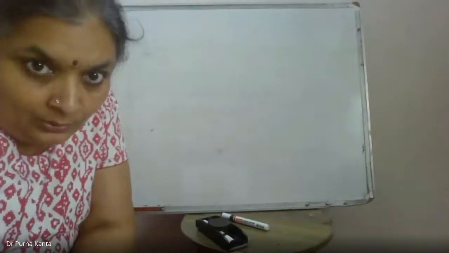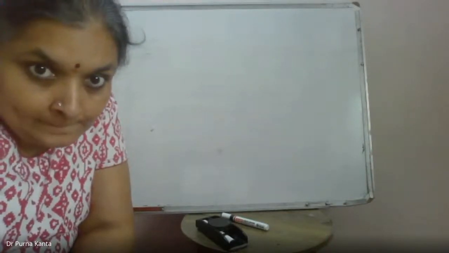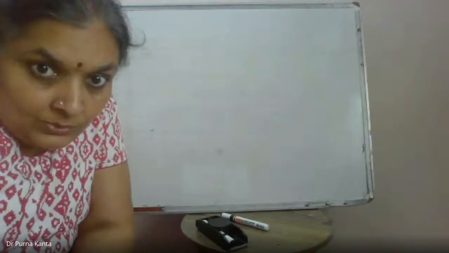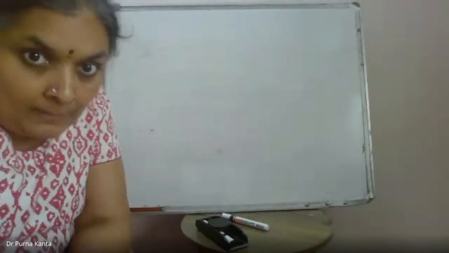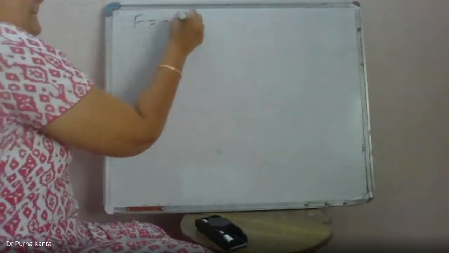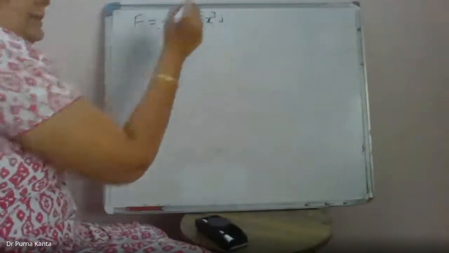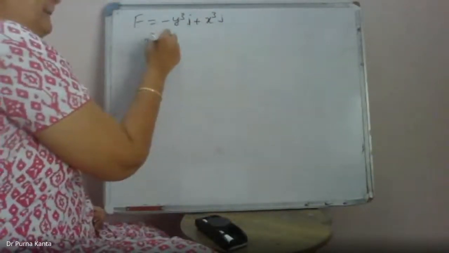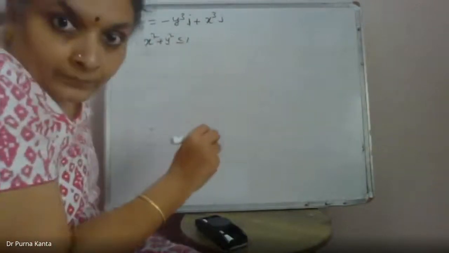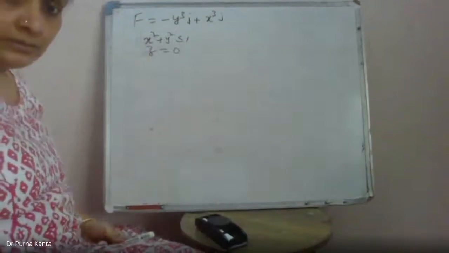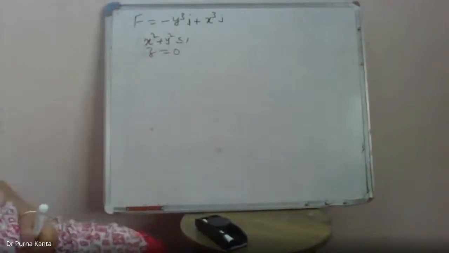Verify Stokes theorem for f is equal to minus y cube i plus x cube j in the region x square plus y square less than or equal to 1, z equal to 0.